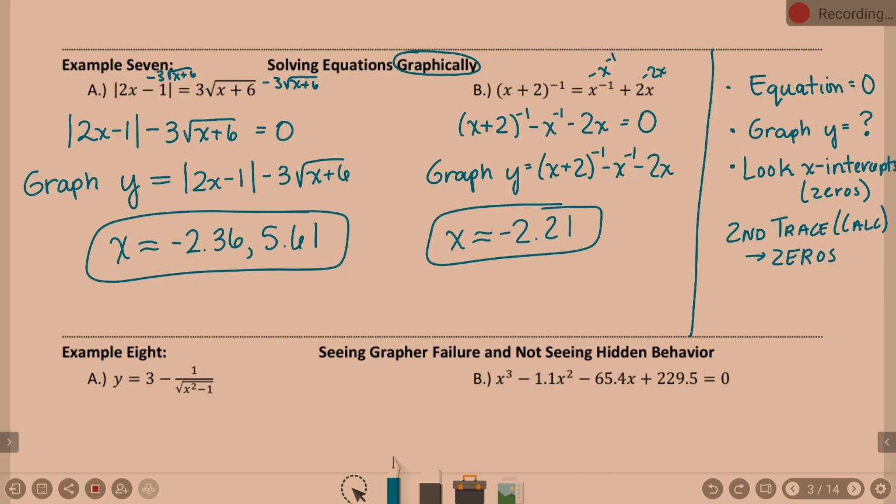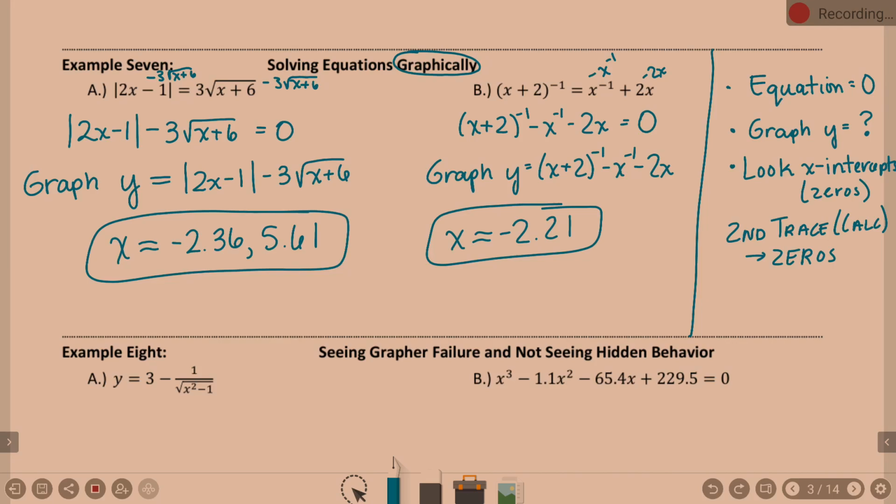Okay, so here's what I'm seeing as the number one problem. Can we type in the right equation? Okay, you get the hang of what you need to do though, right? Now, what do you notice in the bottom section? It says seeing grapher failure and not seeing hidden behavior. This is just the quirky ones. How's that for an answer?